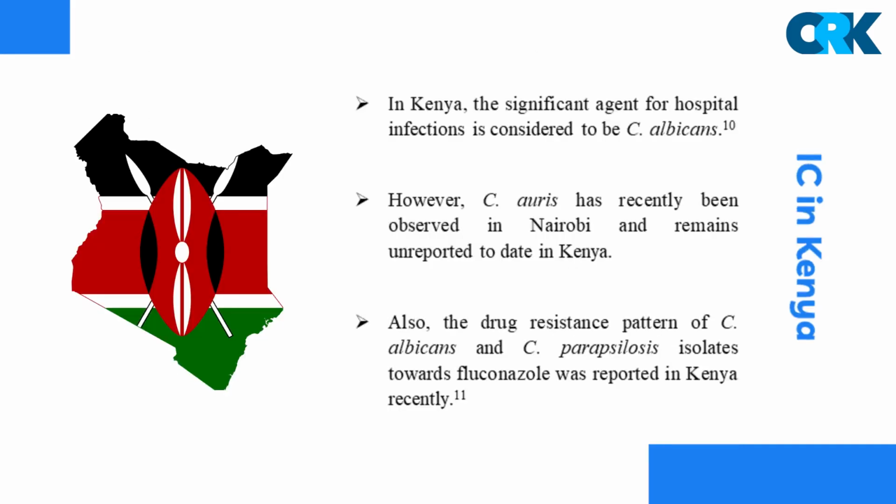According to literature from Kenya, the significant agent for hospital infections is considered to be Candida albicans. However, Candida auris has recently been observed frequently in Nairobi, and Candida auris remains unreported and up-to-date in Kenya. Also, the drug resistance pattern of Candida albicans and Candida parapsilosis isolates towards fluconazole was reported in Kenya recently.